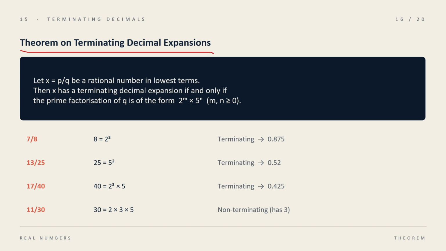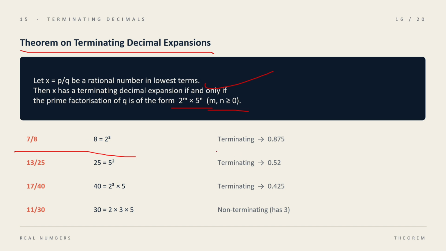Theorem of terminating decimal expansion. Let p by q be a rational number in lowest terms. Then it has a terminating decimal expansion if and only if the prime factorization of q is of the form 2 to the power m into 5 to the power n, where m and n are both greater than or equal to 0.